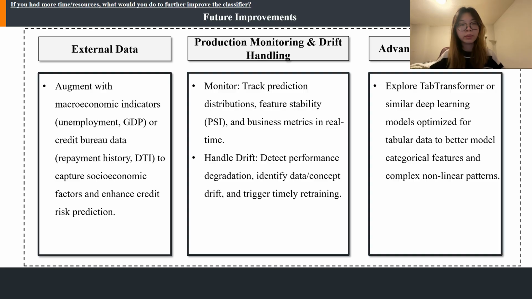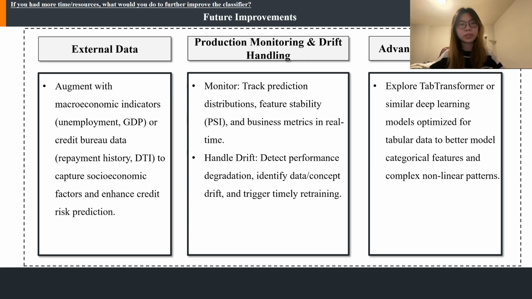With additional time and resources, I could pursue 3 key improvements. First, incorporating external data beyond physical exams, such as macroeconomic indicators or credit data, would provide valuable socio-economic context critical for enhancing credit risk models.